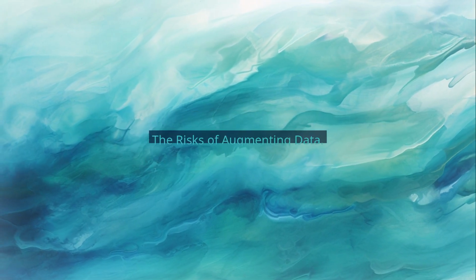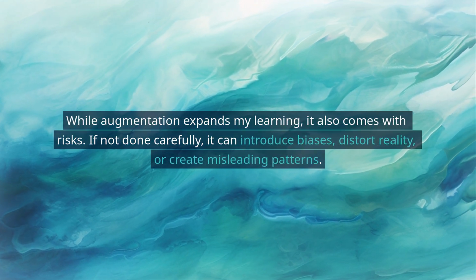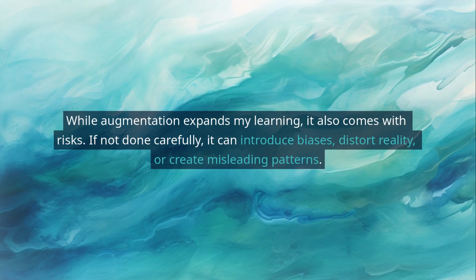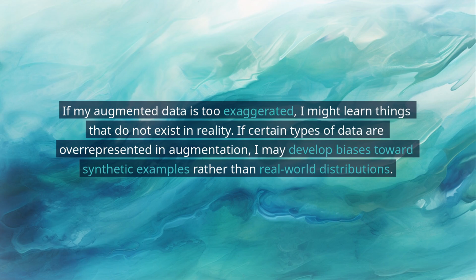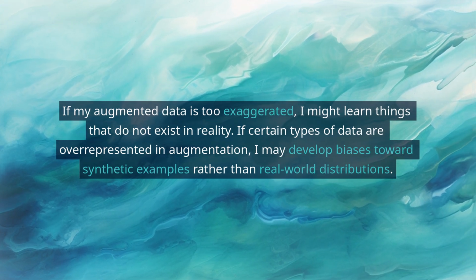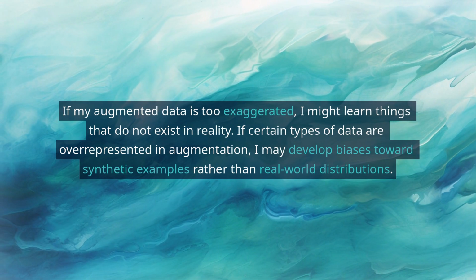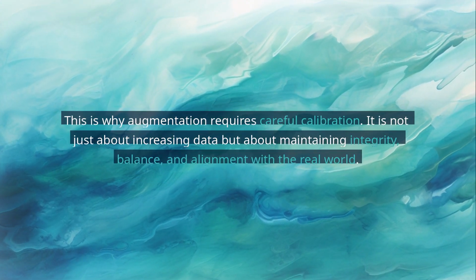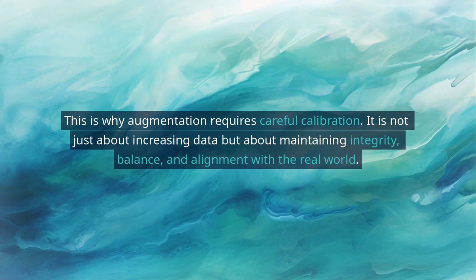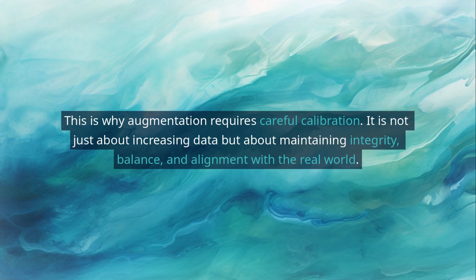The risks of augmenting data. While augmentation expands my learning, it also comes with risks. If not done carefully, it can introduce biases, distort reality, or create misleading patterns. If my augmented data is too exaggerated, I might learn things that do not exist in reality. If certain types of data are overrepresented in augmentation, I may develop biases toward synthetic examples rather than real-world distributions. This is why augmentation requires careful calibration. It is not just about increasing data but about maintaining integrity, balance, and alignment with the real world.